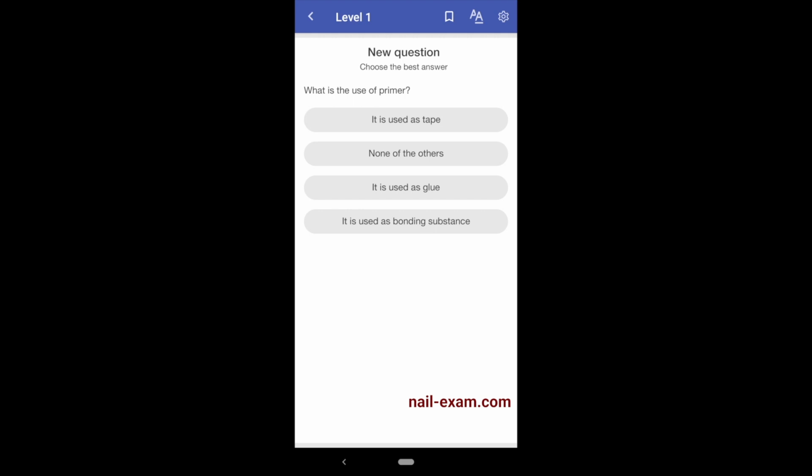What is the use of primer? Answers: A. It is used as tape. B. None of the others. C. It is used as glue. D. It is used as bonding substance. The answer is D.